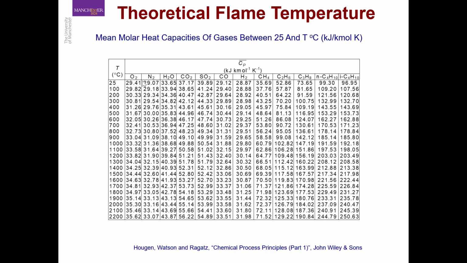Okay, and if you look at the value for oxygen, you can see that at 25 degrees centigrade the value is around 29.41, but as the temperature changes, let's say to around 2200 degrees centigrade, you can see that the mean Cp value changes to almost 35.62, and that is quite a big change for the Cp. Okay, so that is why it is important to take into account the change of Cp with temperature.